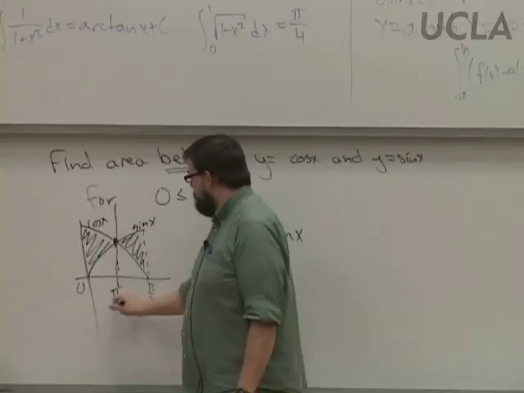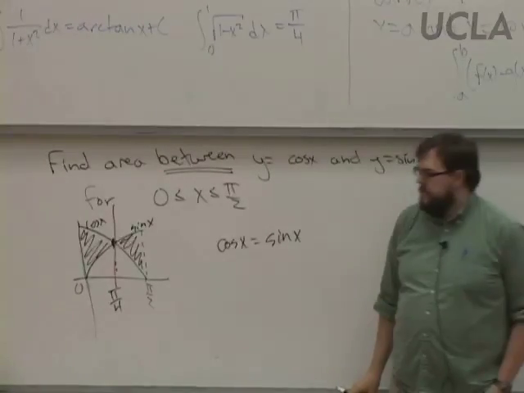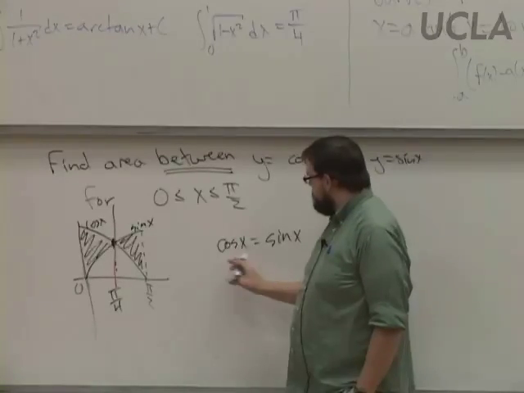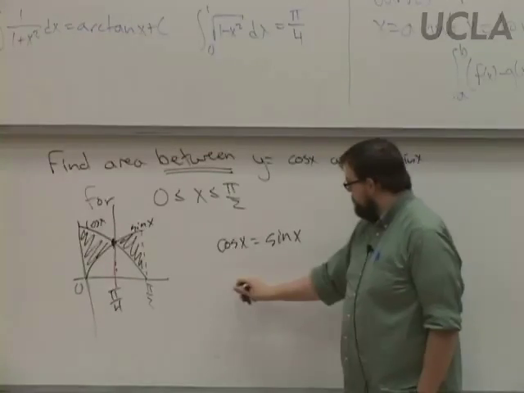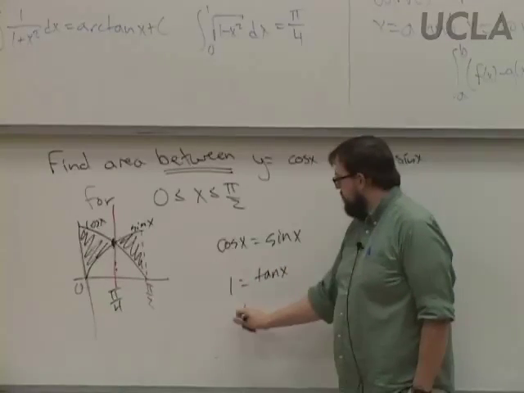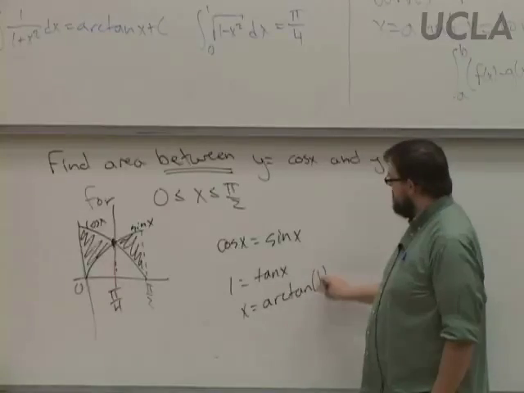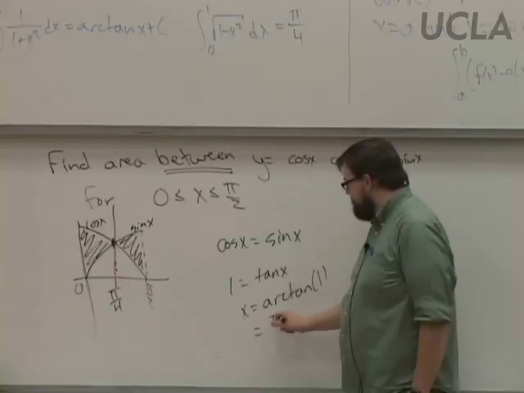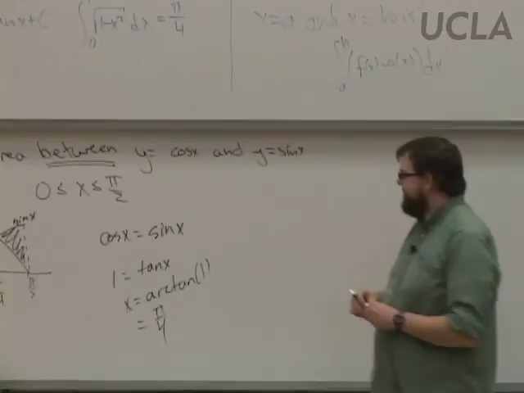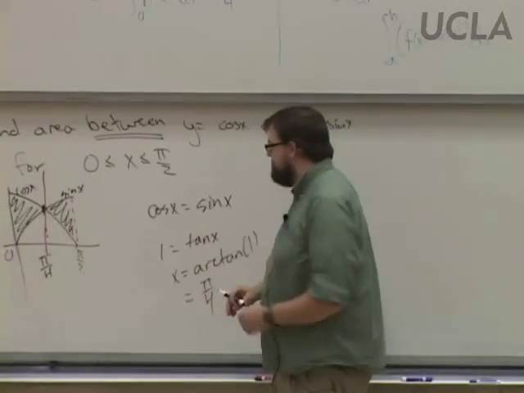In fact, it's halfway in between at pi fourths. At pi fourths, they're both equal to root 2 over 2. If you didn't know that, you could have divided both sides by, say, cosine. Then you get 1 equals tangent of x. Then you could say x equals the arctangent of 1. And hopefully by now, we all know the arctangent of 1 is pi fourths. If you don't, it's on the sheet for the final. Useful thing to know.